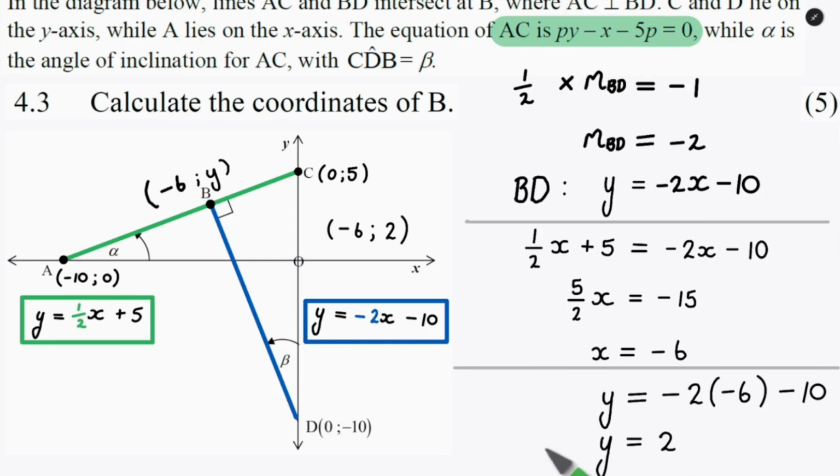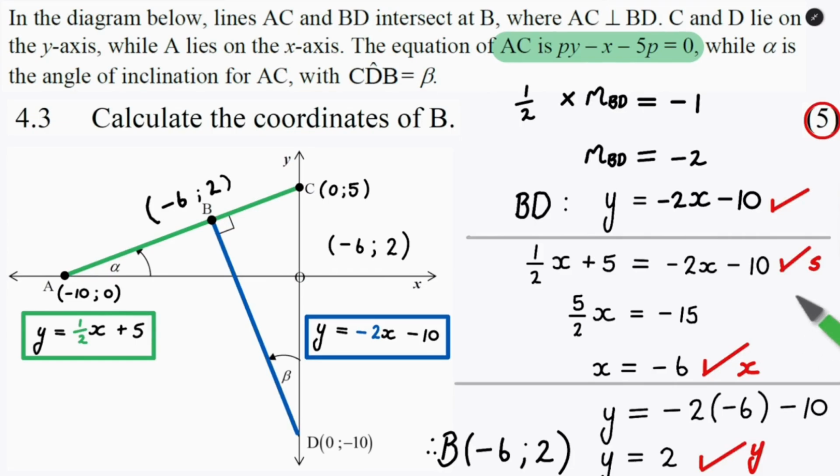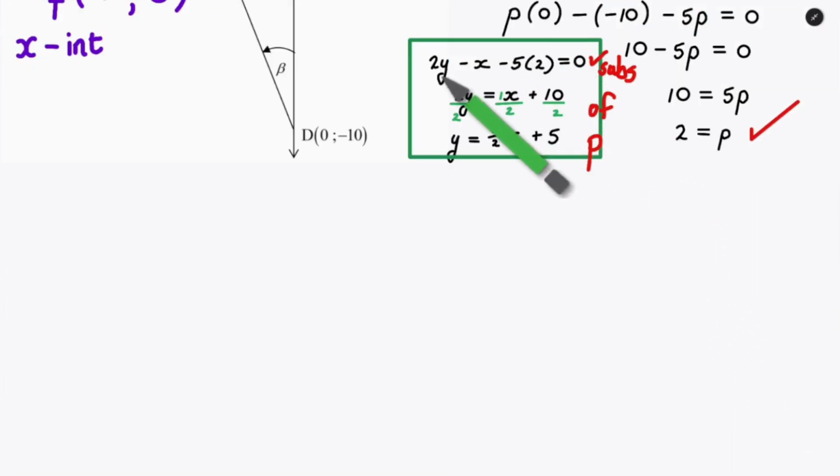So now we know that the full coordinates of B are negative 6 and 2, and that makes so much sense. B is in between an x value of 0 and negative 10, so negative 6 fits that criteria perfectly, and the y value will have to be in between 0 and 5, and 2 fits that criteria perfectly. So we're in the right regions and things are looking good. In this question, you get 4 marks from the following steps: the equation of BD, the substitution, the x and the y value, and the 5th mark will come from this step that we did previously, where we put P in here to get the equation of our green line.